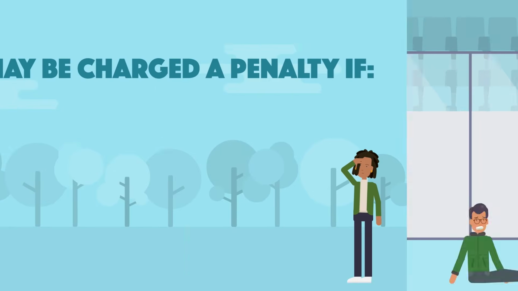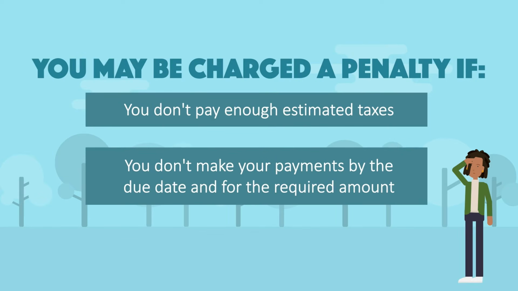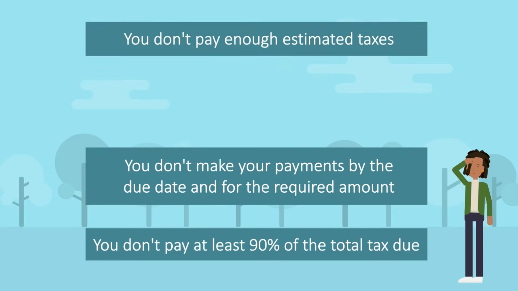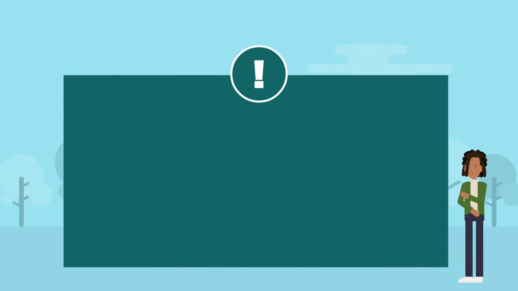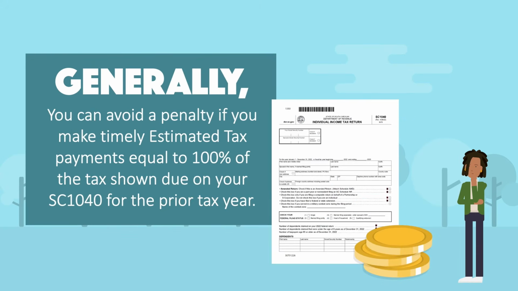You may be charged a penalty if you do not pay enough estimated tax, you do not make your payments by the due date and for the required amount, or if you do not pay at least 90% of the total tax due. One common mistake to avoid: if you owe at least $100 on your income tax return, but you don't make estimated payments, you may be charged a penalty, even if you pay the full amount by the income tax deadline. Generally, you can avoid a penalty if you make timely estimated payments equal to 100% of the tax shown due on your SC 1040 for the prior tax year.